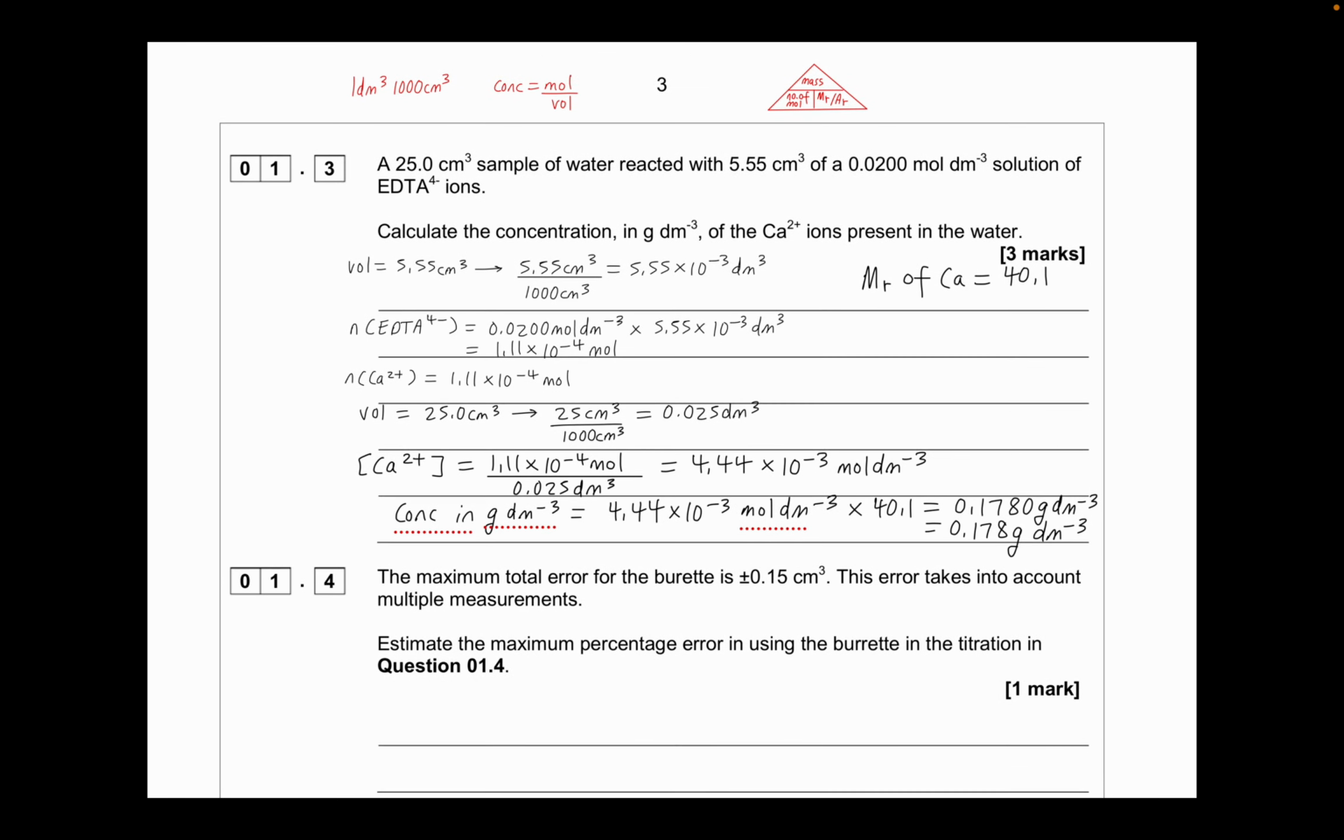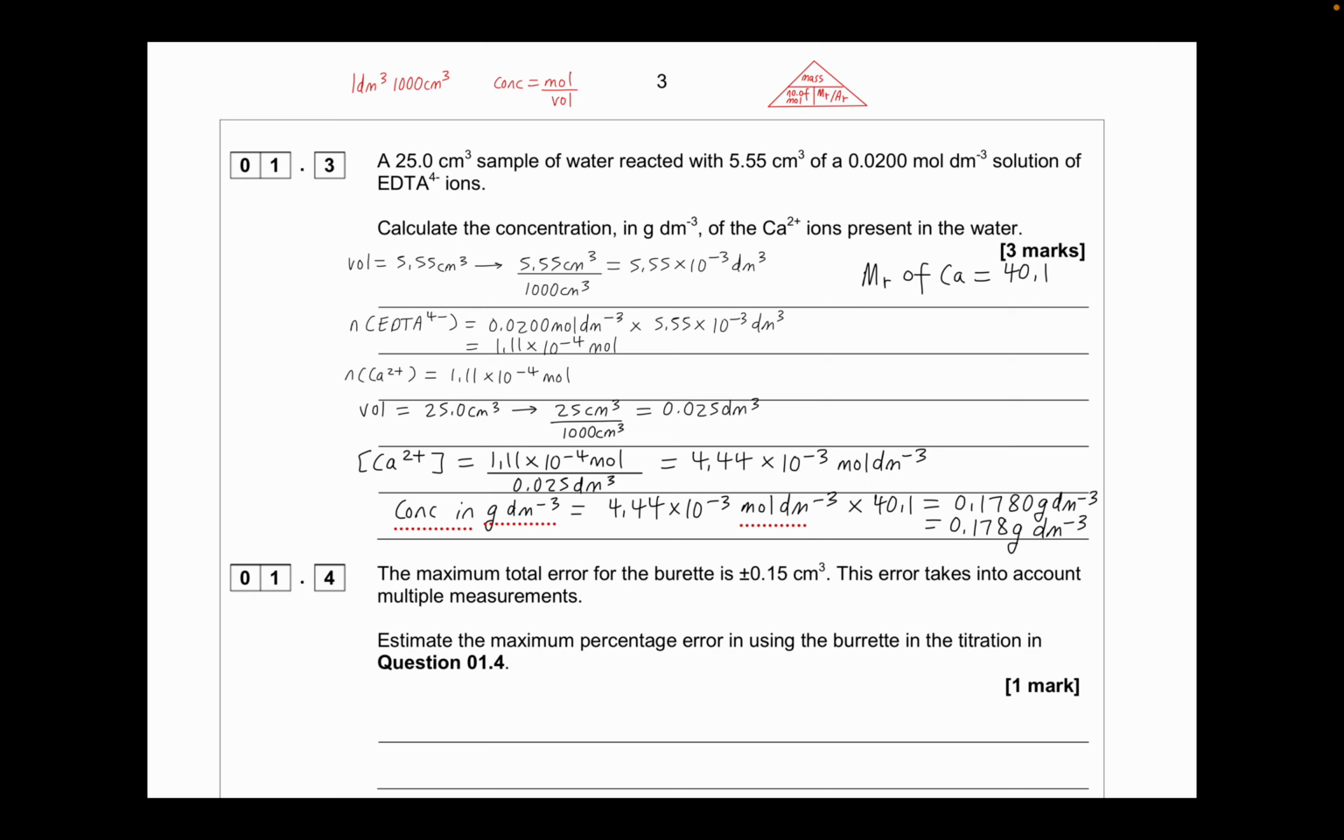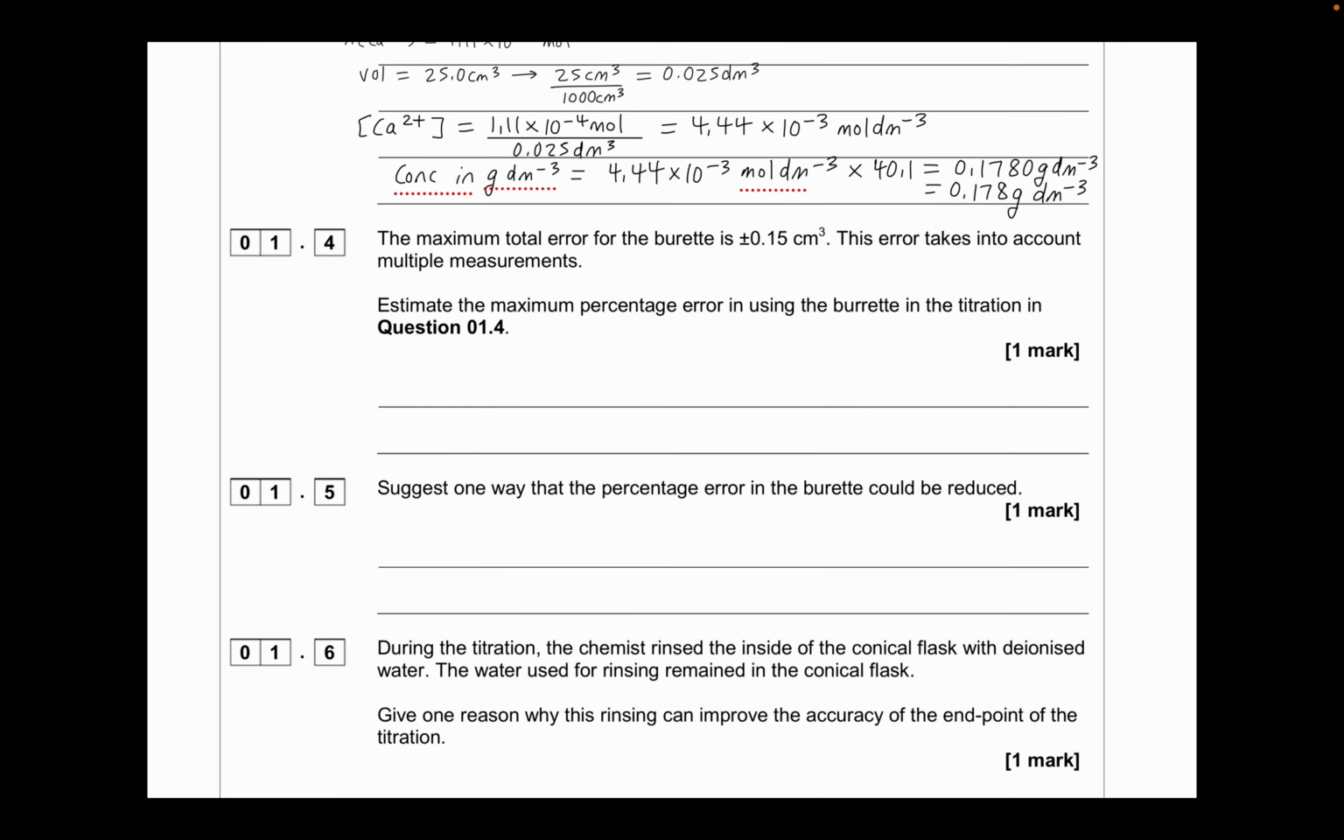Yeah, this is your working out for about 3 marks. Let's move on to the next question. Now, the next question is talking about the maximum total error for the burette, which is plus or minus 0.15 cm cubed. This error takes into account multiple measurements. Estimate the maximum percentage error in using the burette in the titration.